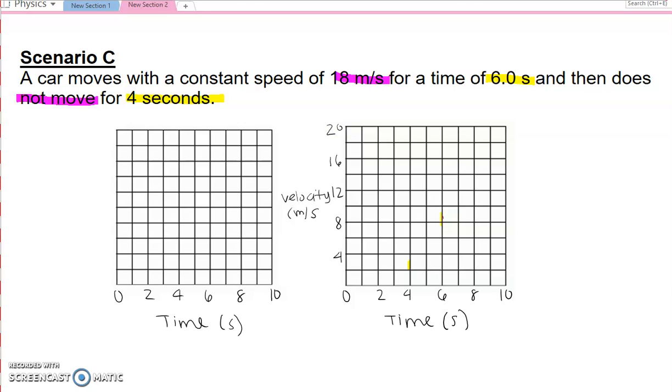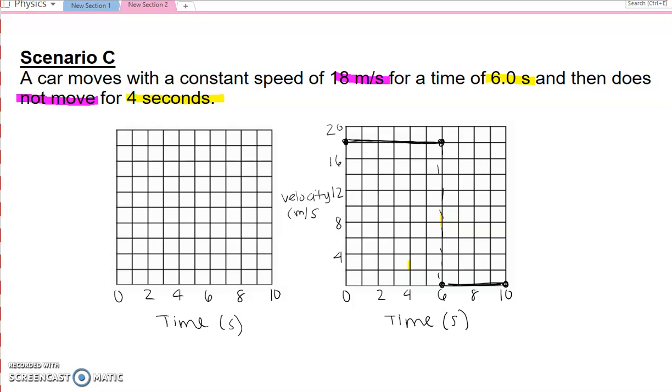Now, if I travel 18 meters a second for 6 seconds from 0 until 6, I should have a flat line at 18 meters per second. And after that, I don't move. So from 6 to 10, I have a flat line here. I'm going to connect those with a dotted line.